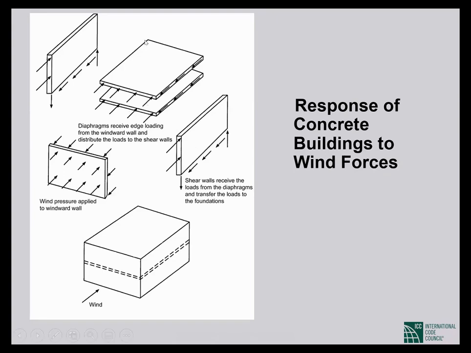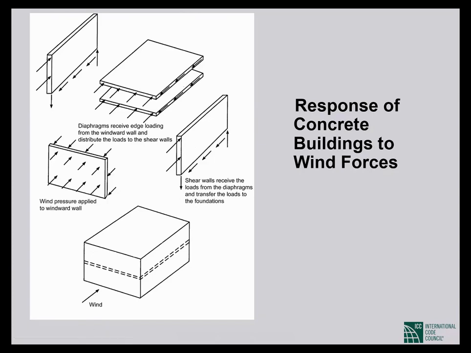This diaphragm will develop tension along that edge, compression along that edge, and shear along the parallel edges. The shear will be transferred to the supporting shear walls and frames, which will bring them down to the ground. So the applied wind is being transferred to the lateral force resisting systems, which are bringing it down to the ground through the floor and the roof diaphragms.